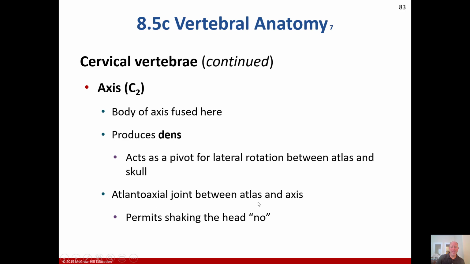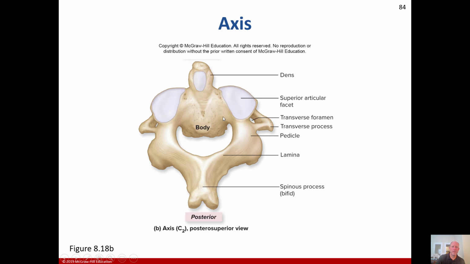That's how important that dens is. And that atlantoaxial joint between the atlas and axis permits the shaking head no, right? You can potentially get this, or if you want to argue rotation and nodding at the same time, that would be atlas and axis. That said, here is the dens location on the axis, from this posterior view from behind, posterior and superior. And then we have the superior articular facet, transverse foramen, transverse process, pedicle, lamina, spinous process or bifid process.